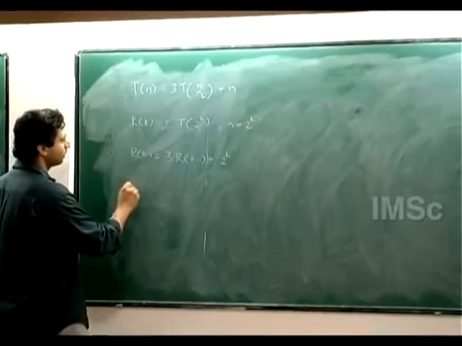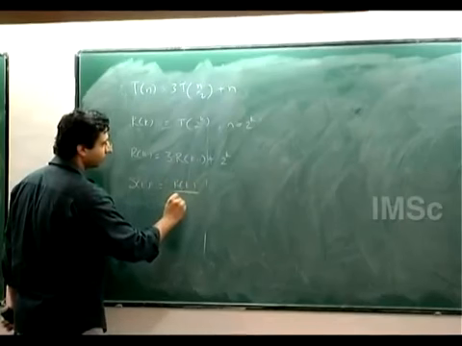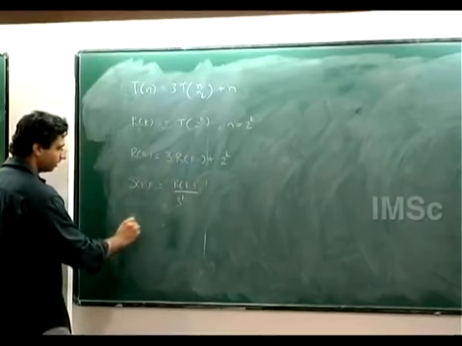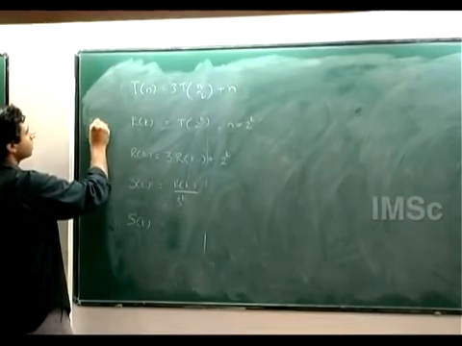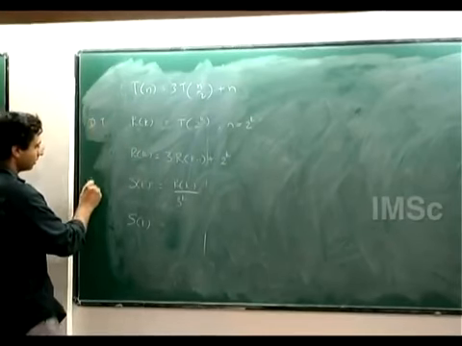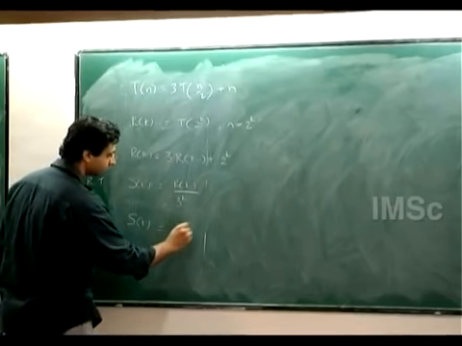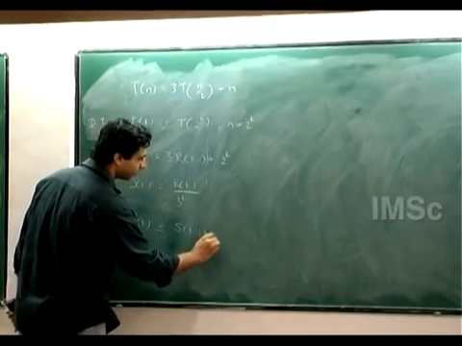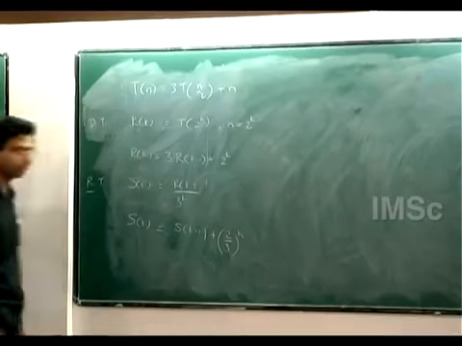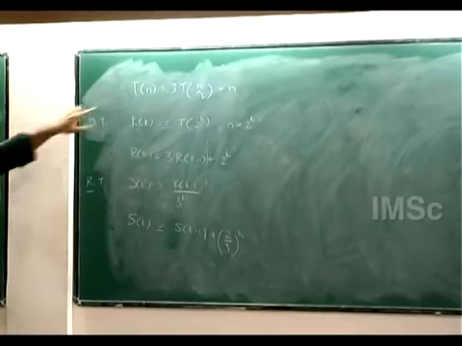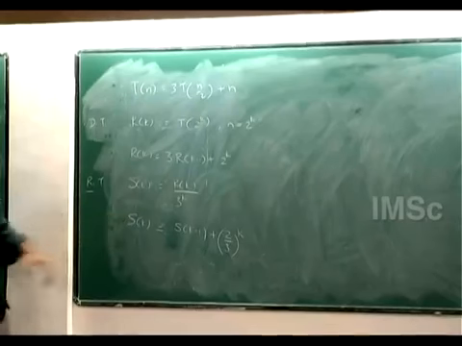I define S of k to be R of k divided by 3 raised to k. So this is the domain transformation, this is the range transformation, and doing the range transformation, I get S of k minus 1 plus 2 by 3 raised to k. So we have reduced this recurrence into this fundamental recurrence. Now I can solve this fundamental recurrence.